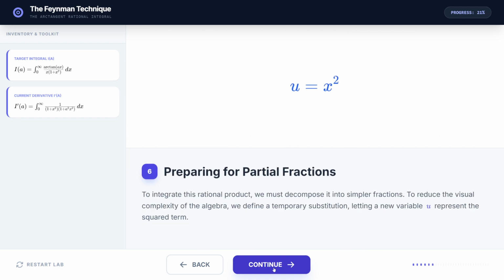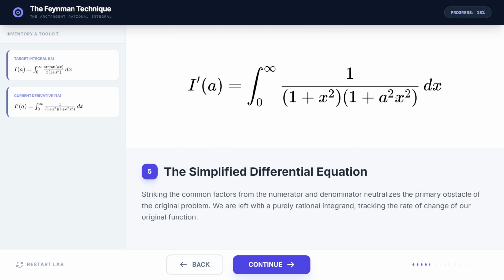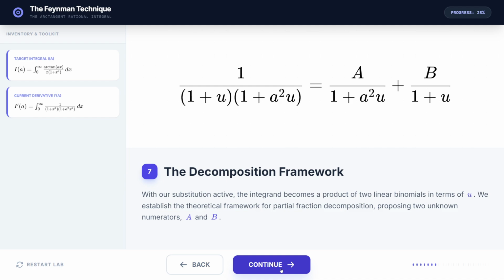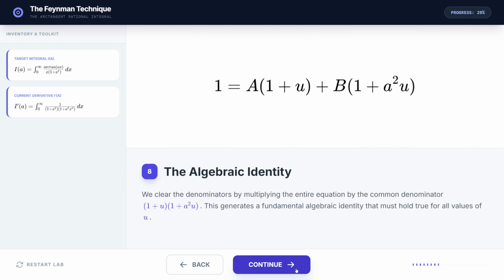All right. But first, before we do that, let's call u equal to x squared. That'll make doing our partial fractions a little bit easier. So we're just going to call u equal to x squared. So now our rational function inside the integrand just becomes this. And we can use partial fractions to split it up like this. And now we solve for A and B.